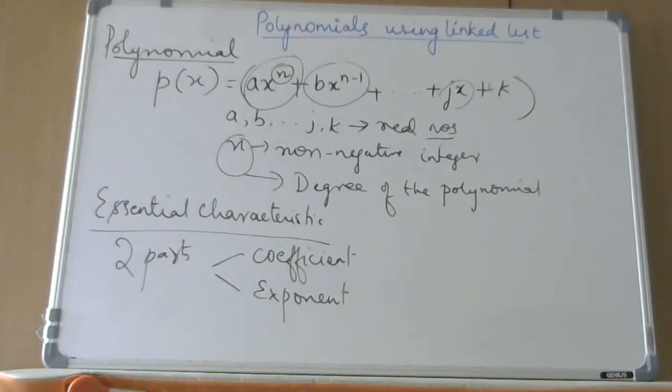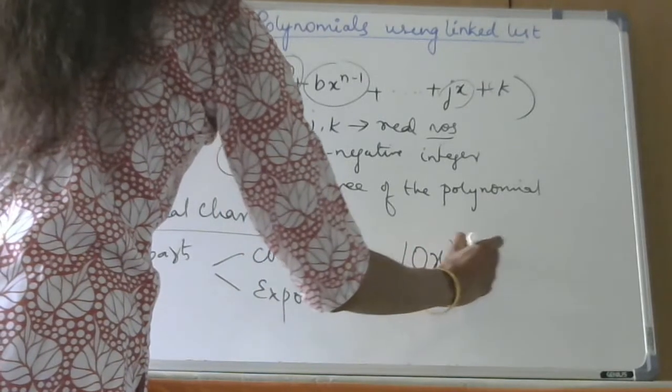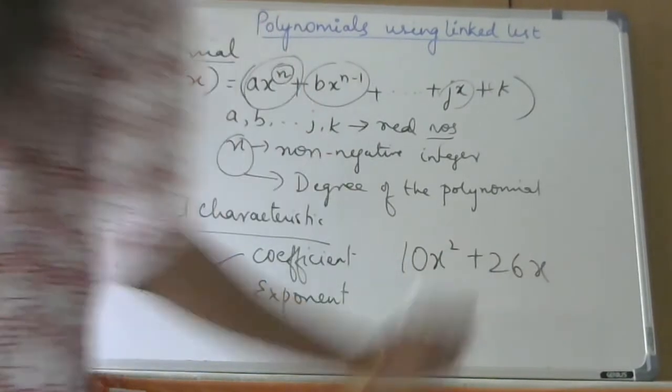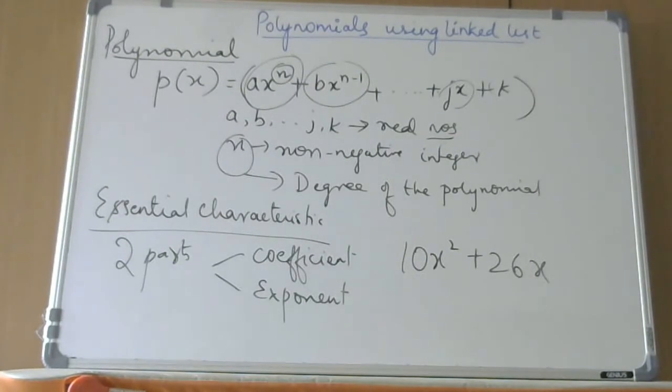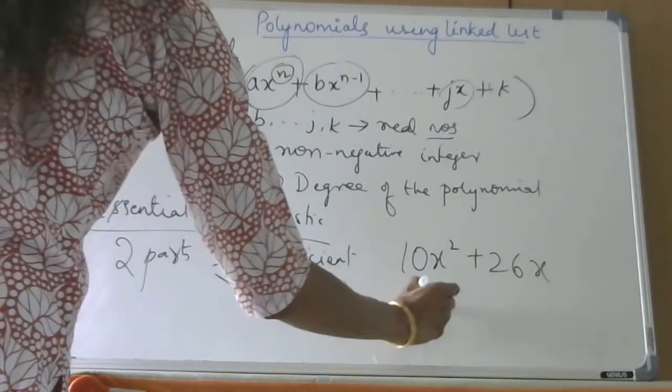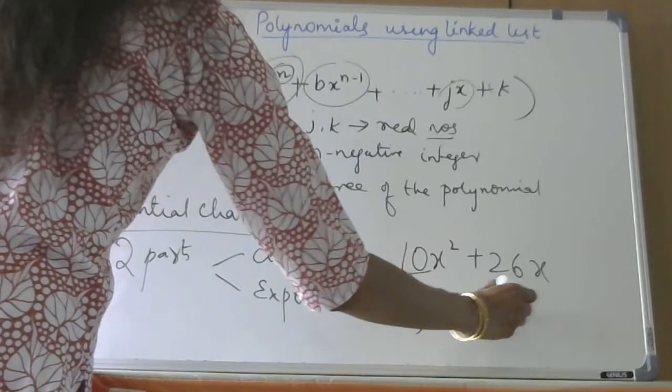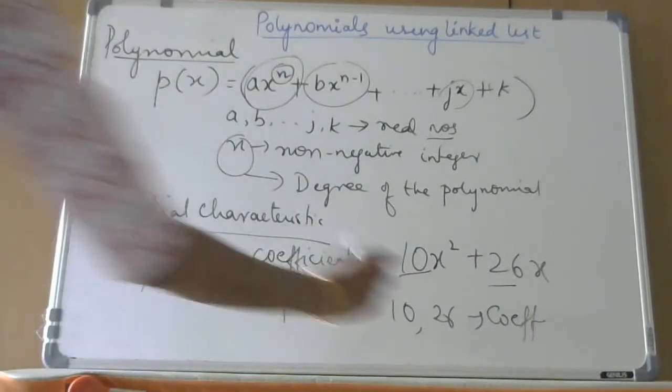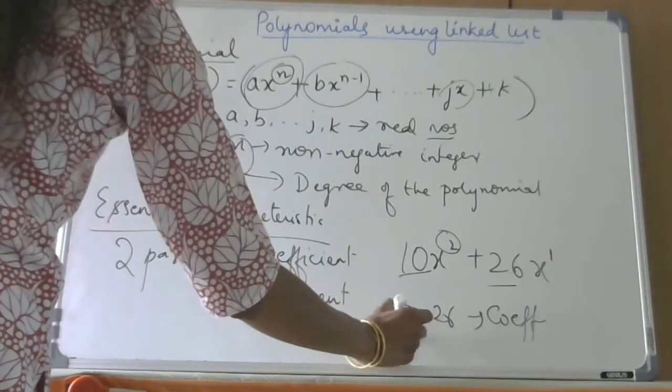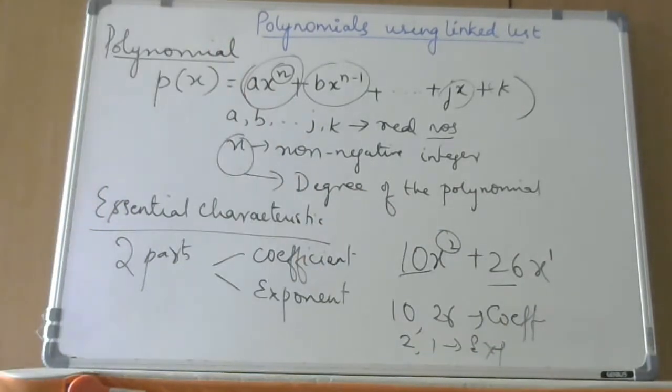Every term should have the coefficient part as well as the exponent part. Let me take an example: 10x square plus 26x. This is a polynomial in x, p of x. What is the coefficient and what is the exponent here? 10 and 26 are nothing but the coefficients. This is 2, and here if nothing is there, we take it as 1. 2 and 1 are nothing but the exponents. So every polynomial term should have two parts, coefficient and exponent.